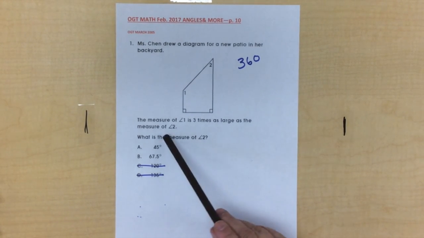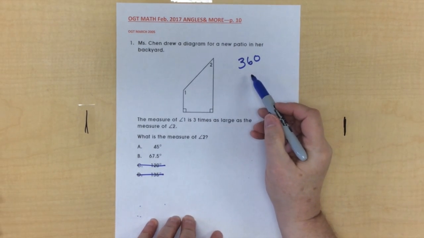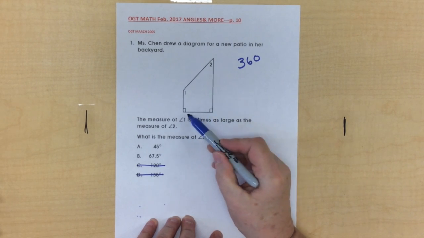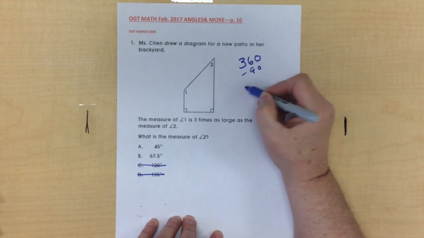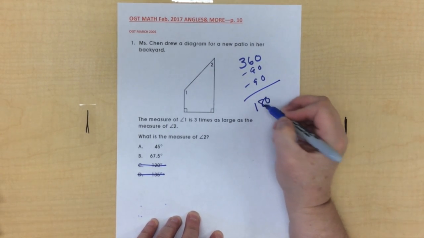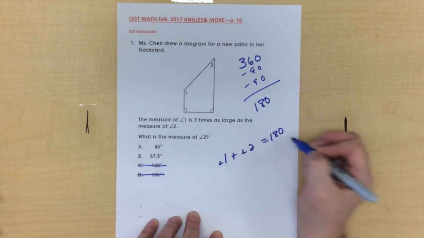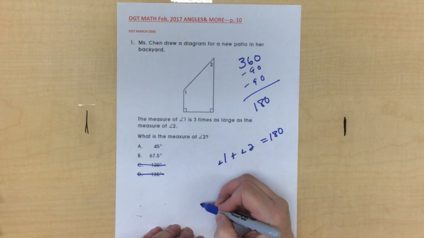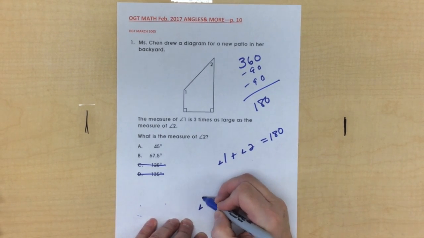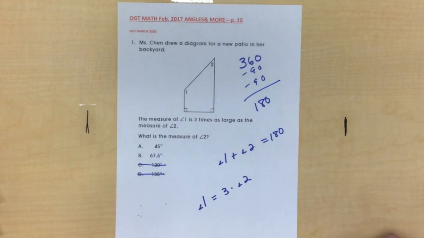And it mentions, though, that angle 1 is 3 times as large as the measure of angle 2. I think maybe what we could do to make this a little easier is to take our 360 and subtract off the 2 90s, and you can either add them up and subtract or just keep subtracting them. That turns out to be 180. So angle 1 plus angle 2 has to make 180. But also, angle 1 has to equal 3 times the size of angle 2.